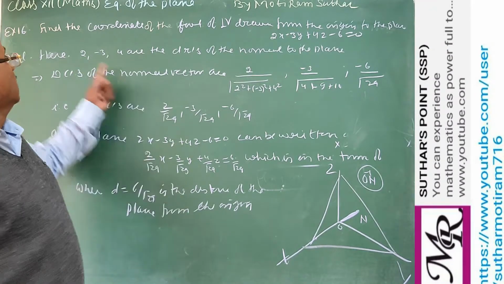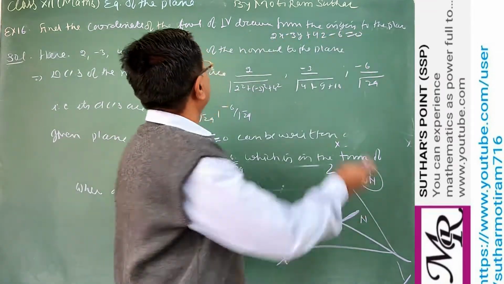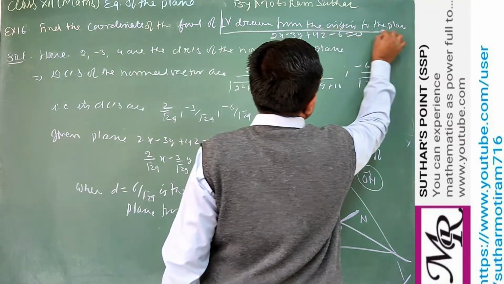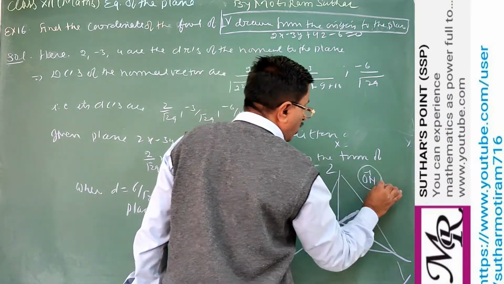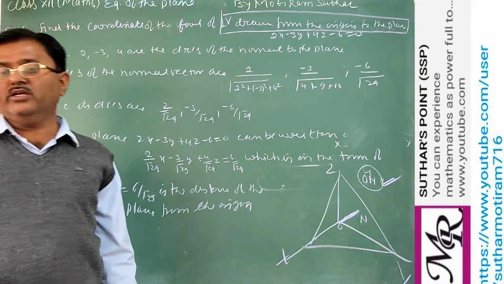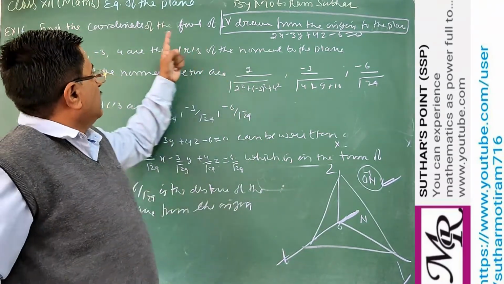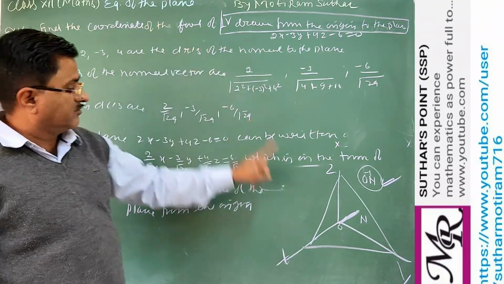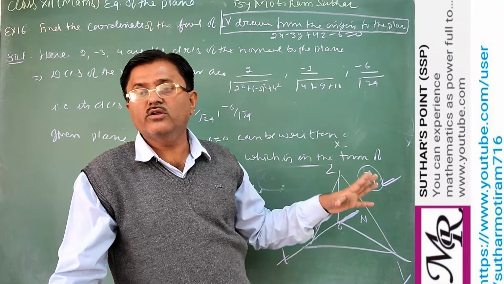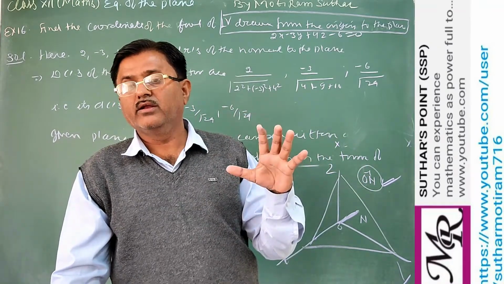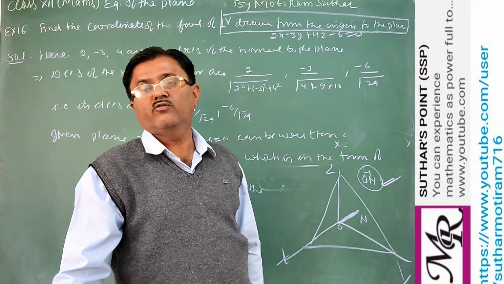Now what does the question say? Find the coordinates of the foot of the perpendicular drawn from the origin to the plane. It means vector ON, or OL in short, is the perpendicular drawn from the origin to the plane. Now you have to find the coordinates of the foot of this, and the foot is N. So you have to find the coordinates of the point N.